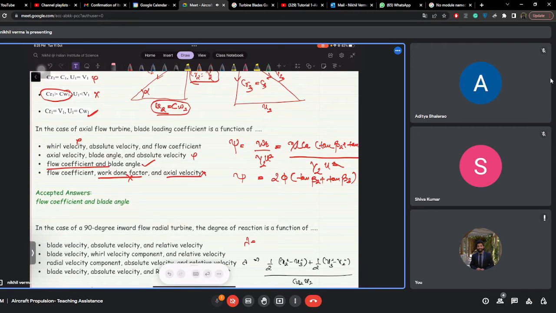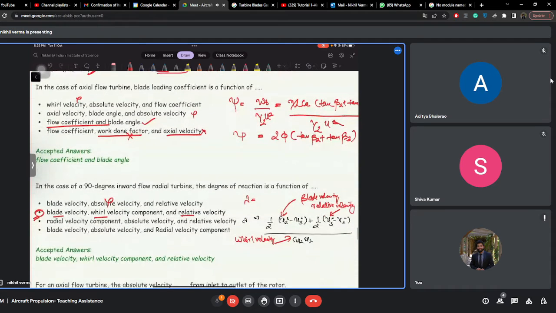So it depends on your... this is the blade velocity, this is your whirl velocity, and this is your relative velocity. Which answer matches these? Blade velocity, not the absolute velocity. Blade velocity, whirl velocity, and relative velocity. So the correct answer for this is B.